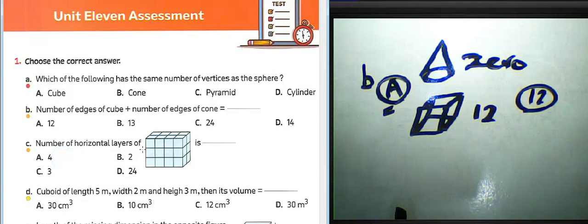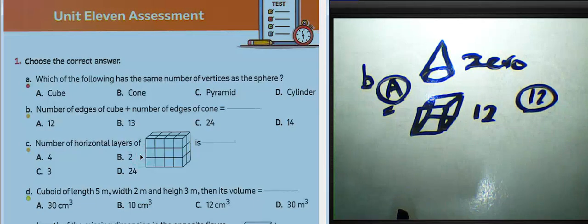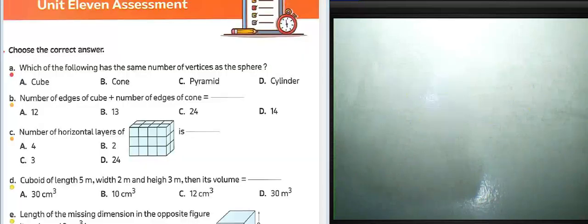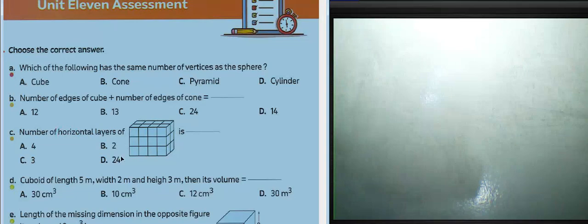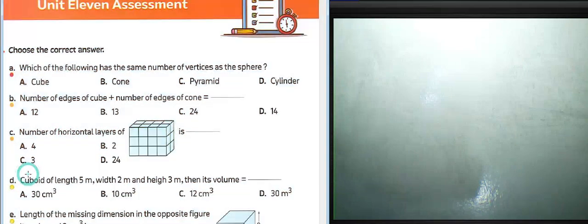Number of horizontal layers here is space. He asked about the number of horizontal layers. Count with me here: 1, 2, 3. We must choose which letter? The number of horizontal layers here is 3. 1, 2, 3. Choose letter C. Question letter D.